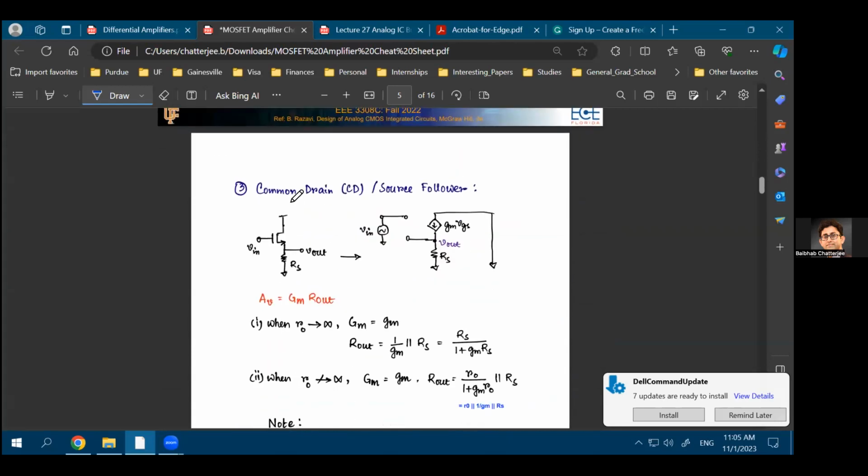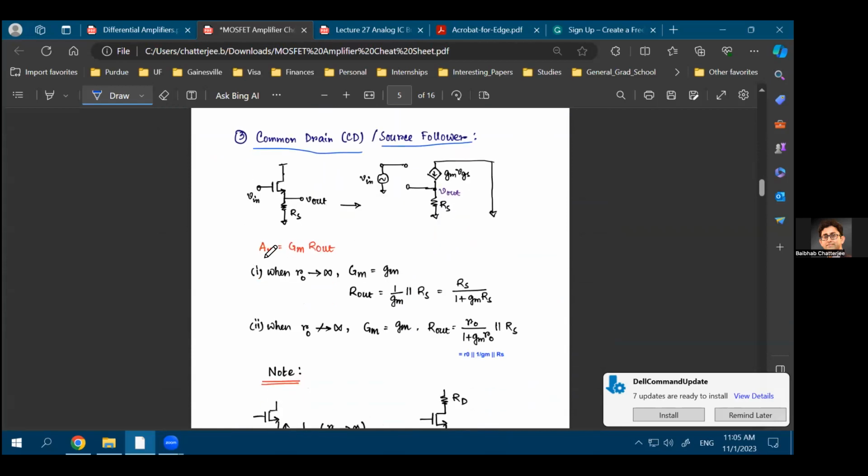All right. Now, for common drain or a source follower, you'll apply your input at the gate, you'll take your output at the source, and the gain will be almost equal to 1. This is what we have learned before. And the exact value of the gain will be gmRS divided by 1 plus gmRS. Again, that is something we have proved before from the small signal model.